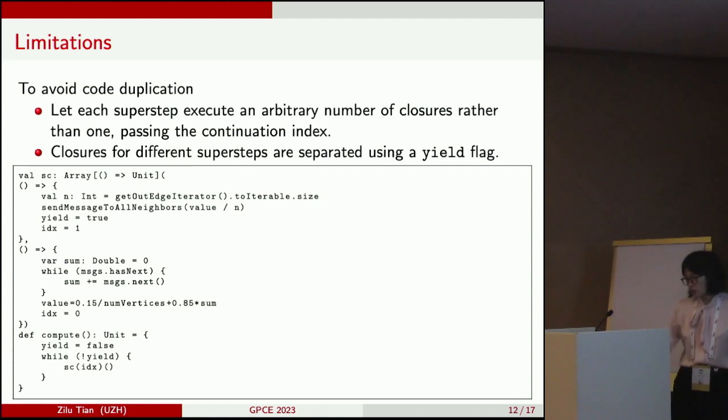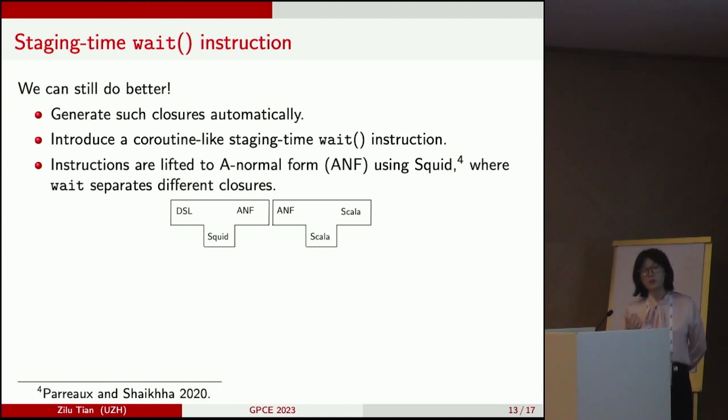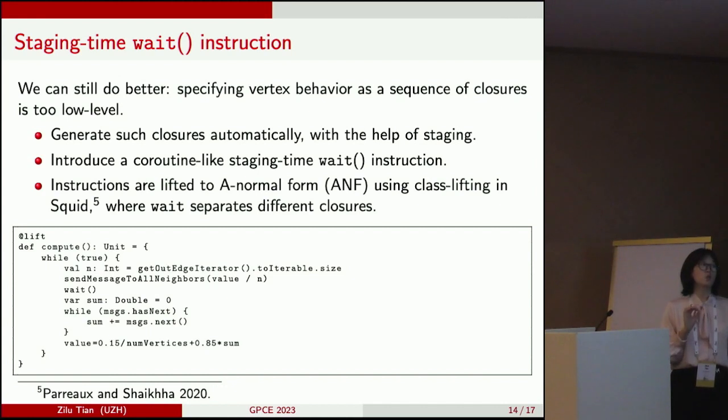Okay, this seems to address our concern concerning duplicated instructions and erroneous programs, but it seems very complicated and not very easy to write. So we really want to generate such closures automatically. And we achieve that by introducing a coroutine-like staging time wait instruction. Instructions defined in compute are lifted to a normal form, which binds the intermediate values to avoid duplicated instructions. Each instruction is translated into a closure, and the sequence of closures is separated by this wait instruction. So here is the same PageRank example written with the wait instruction.